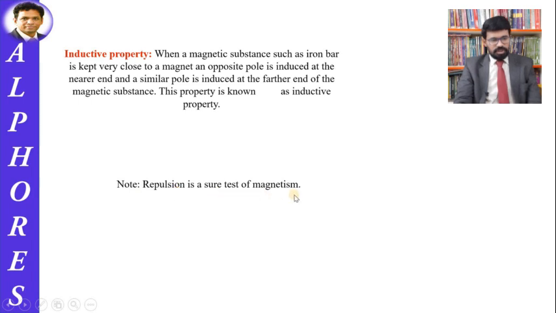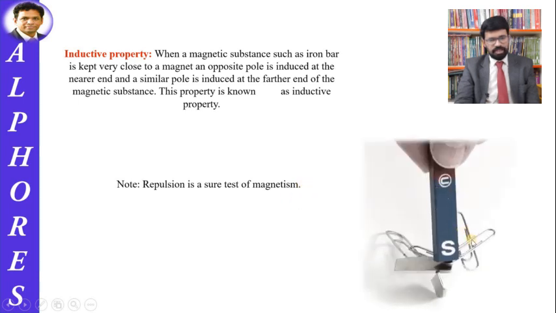Repulsion is a sure test of magnetism. For example, let us say these pins are magnetic substances. They are not magnets. They are neutral. They are not magnetized. They don't have any north pole or south pole. But they are magnetic substances, so they can be attracted.